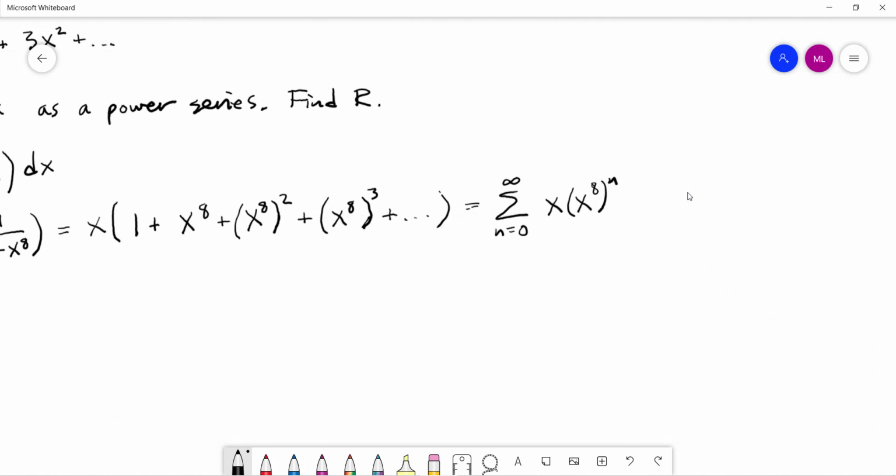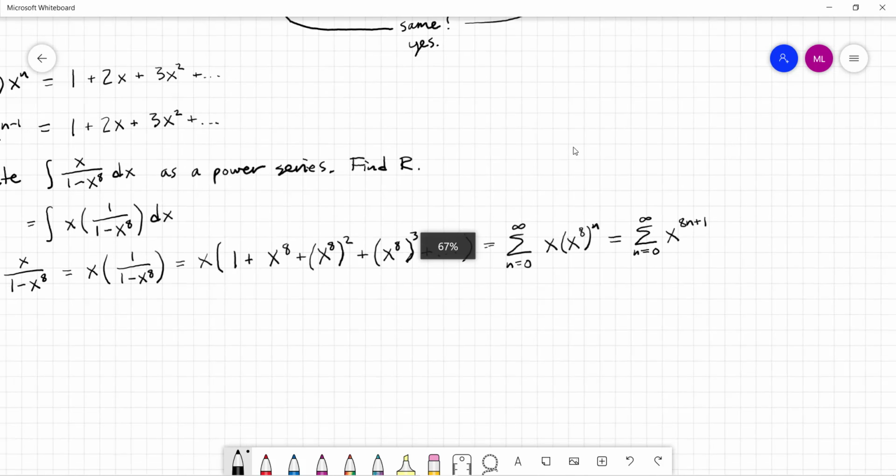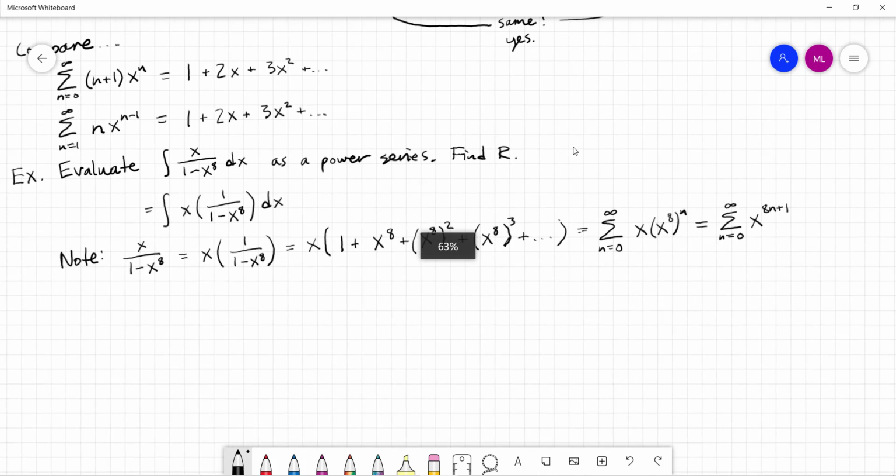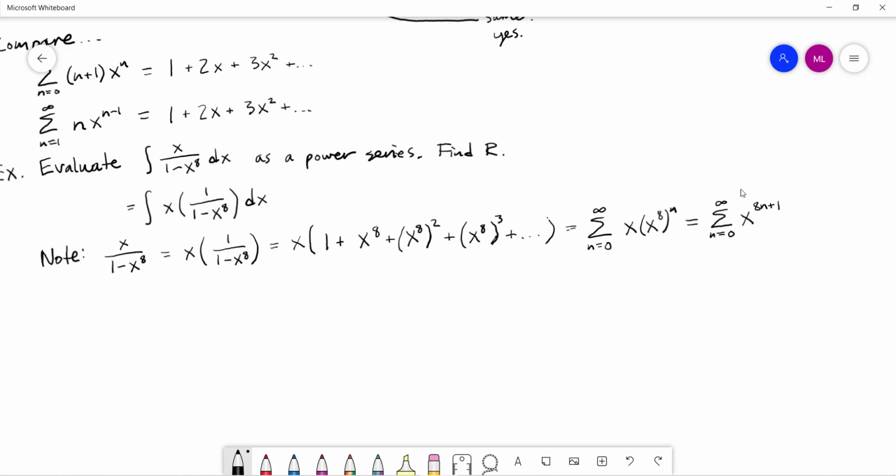I'm leaving it in. We can rewrite this whole thing as the sum from n equals 0 to infinity of, simplifying this, x to the 8n, but I have an extra factor of x, so I'm going to get x to the 8n plus 1 power. So this is the power series representation of this.